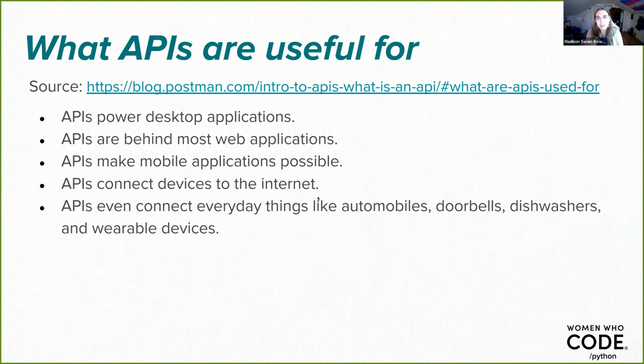APIs are used for mobile applications. If you have a mobile app, like I'm on Android, any app that I am running interacts with an API that the Android OS has for performing actions like playing audio or reading a file, something like that. APIs can also connect devices to the internet, and they connect everyday things like automobiles, doorbells, dishwashers, wearable devices. When I tell my home device to turn on the lights, right, it's interacting with the API of the lights manufacturer to say, turn on this device. They are all over the place.